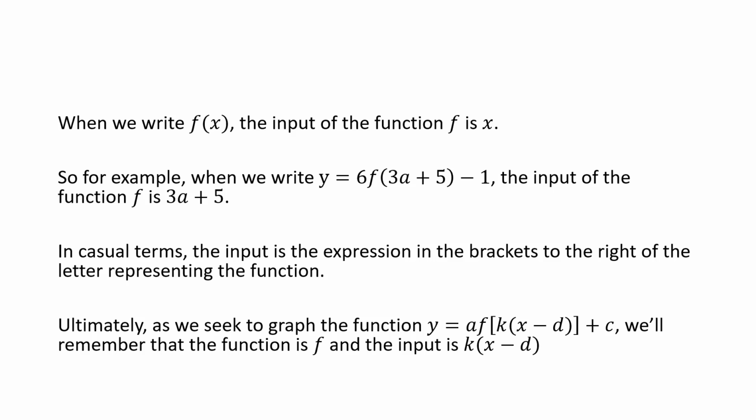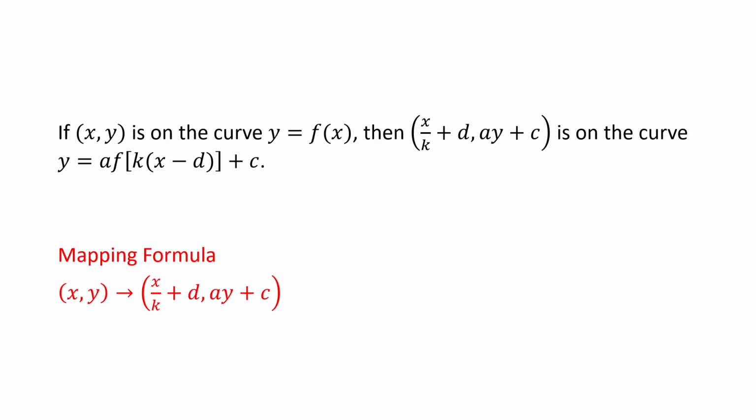When we write f(x), the input of the function f is x. So for example, when we write y = 6f(3a + 5) - 1, the input of the function f is 3a + 5. In casual terms, the input is the expression in the brackets to the right of the letter representing the function. Ultimately, as we seek to graph the function y = af(k(x - d)) + c, we'll remember that the function is f and the input is k(x - d).